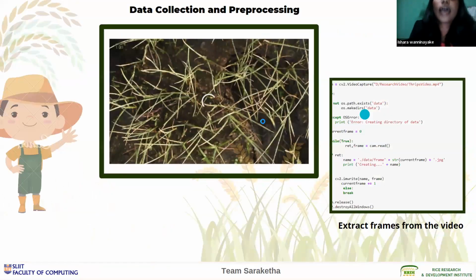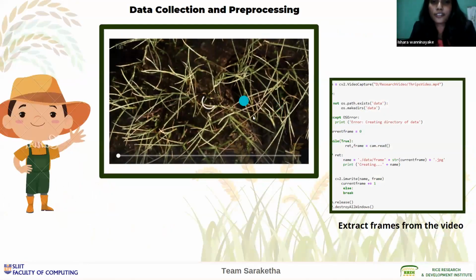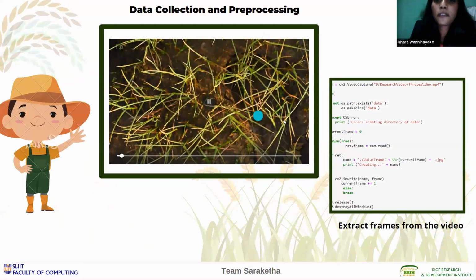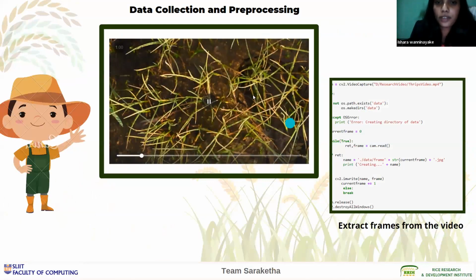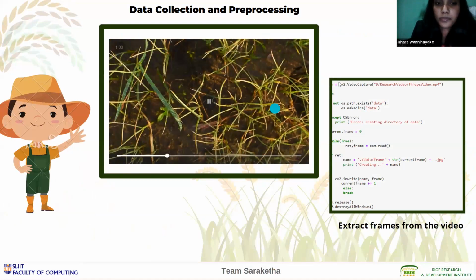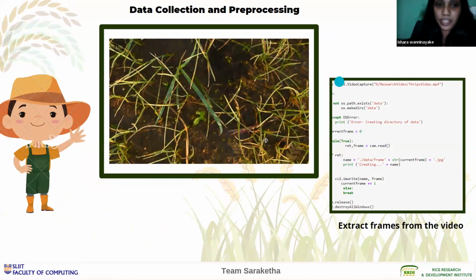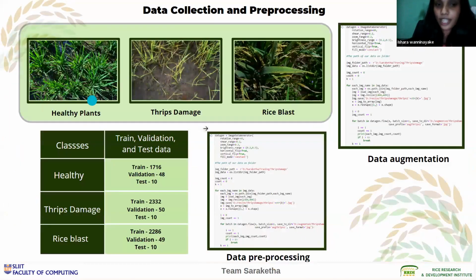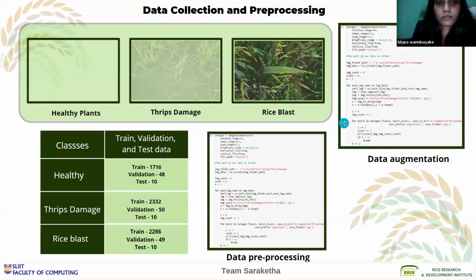After getting the aerial videos, as you saw in the previous video, we extract the images from that aerial video. These are the sample images that we extracted from the video. After extracting these images, we divide the images into 3 classes: healthy, thrips damage, and rice blast, for the disease classification. And we did the data augmentation and data pre-processing also.